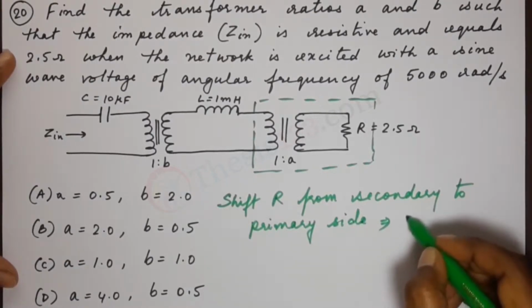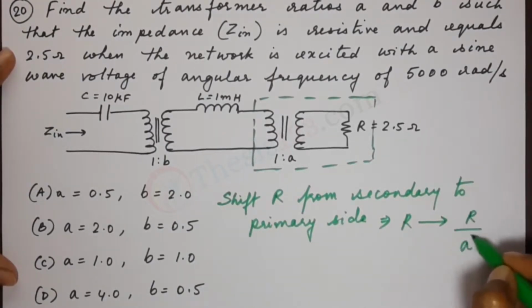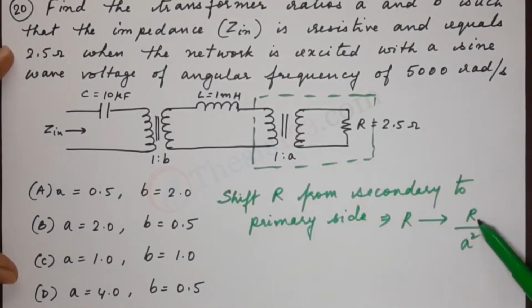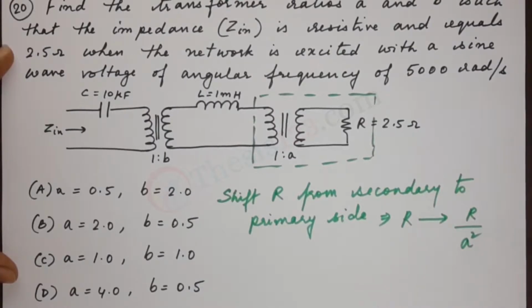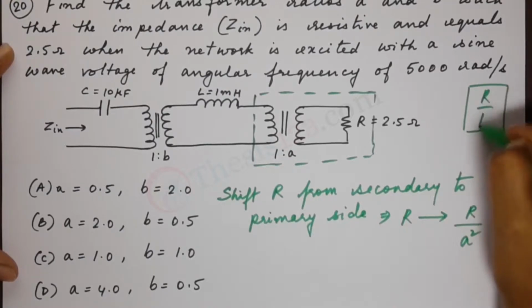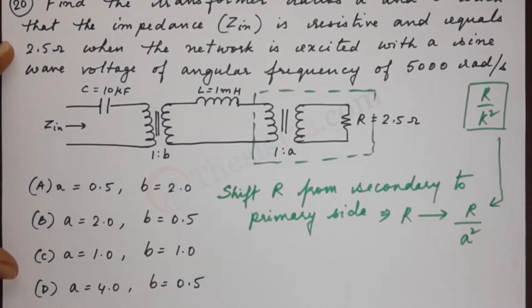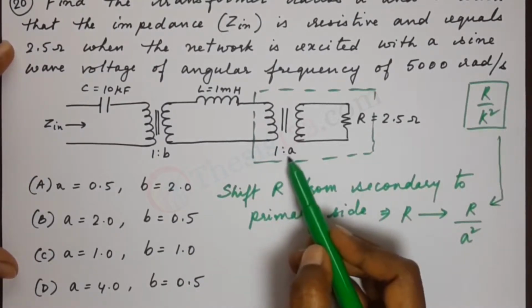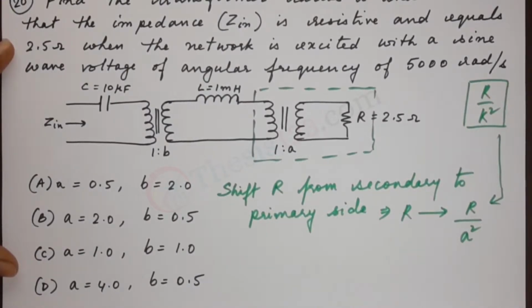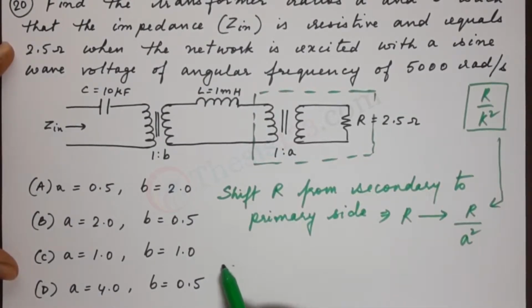So what happens here is R turns to R by A square. The ratio here is 1 by A, right? So it's R by A square. It's R by K square, that's the ratio, which is written here in terms of the ratio given, R by A square. Now, if we draw the circuit, this is what we are going to have now.